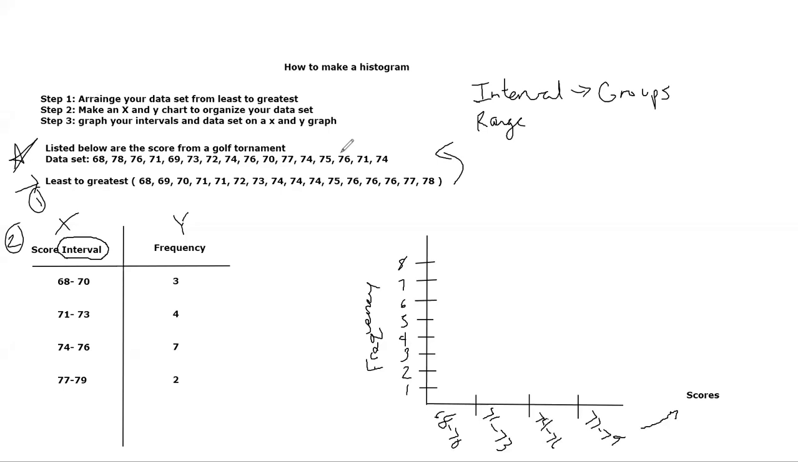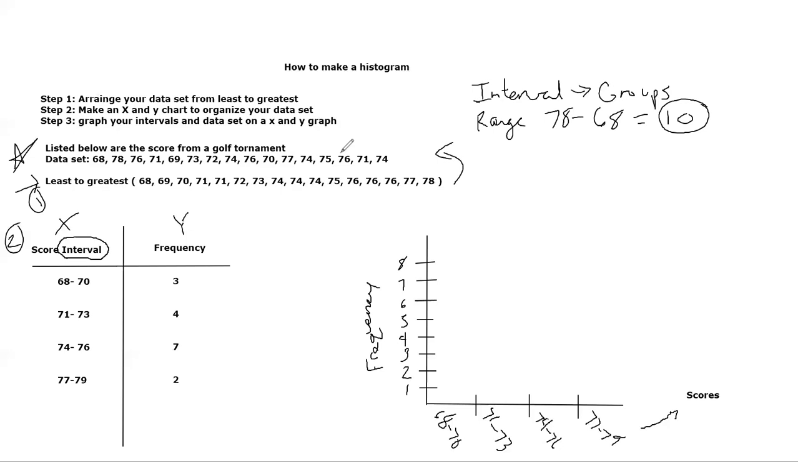So what I mean by that is, let's find my range. My range here is my largest number, which is 78, minus my smallest number, which is 68. And that gives me a range of 10. Okay, so what do I do with this number? I have 10. Sorry, that circle was bugging me. Okay, so I know my range, it's 10. What do I do with 10?